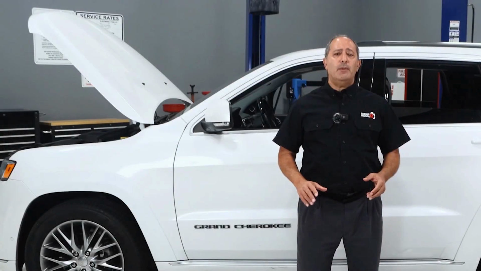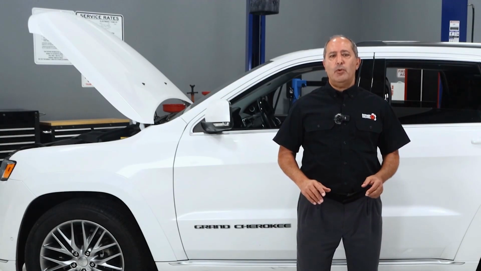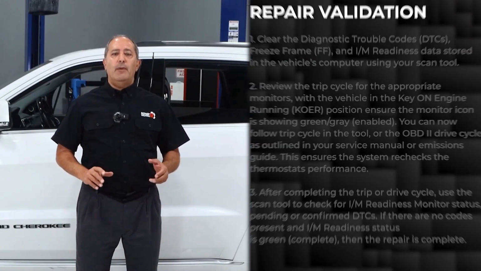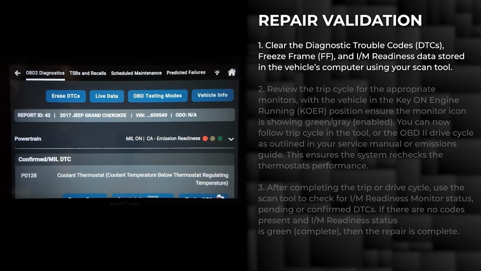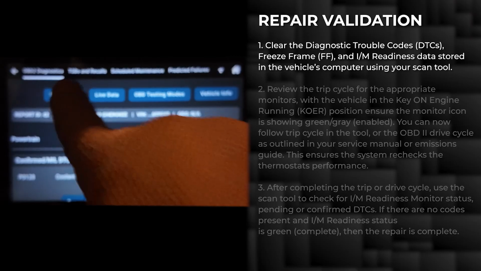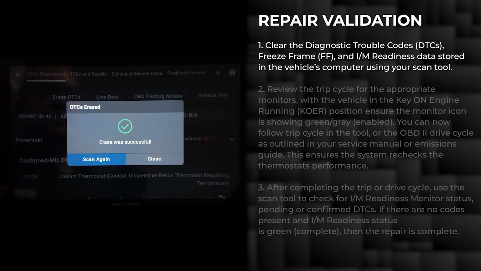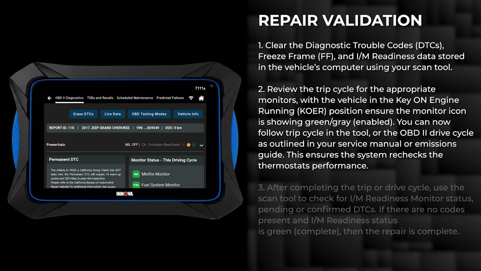Once the thermostat has been replaced, it's time to confirm that the cooling system has no leaks and the thermostat fixed the concern. Follow these steps. One, clear the diagnostic trouble codes, freeze frame, and IM readiness data stored in the vehicle's computer using your scan tool. Two, review the trip cycle for the appropriate monitors.